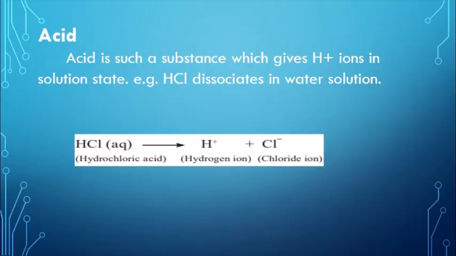So children, this is part 2 of the chapter Introduction to Acids and Bases. Now we had learned that acid is sour to taste. Acid is a substance which gives H+ ions in its solution state. So whenever acid is dissolved in water, it gives what? It gives H+ ions. So HCl gives H+ and Cl-.